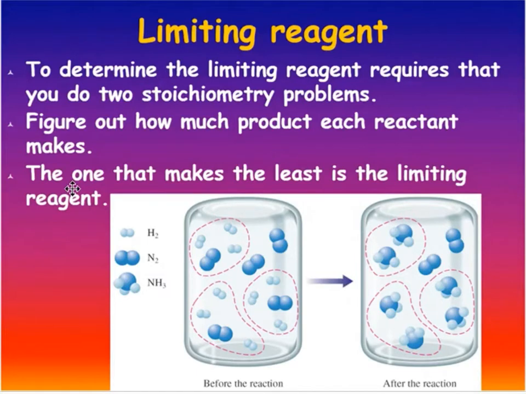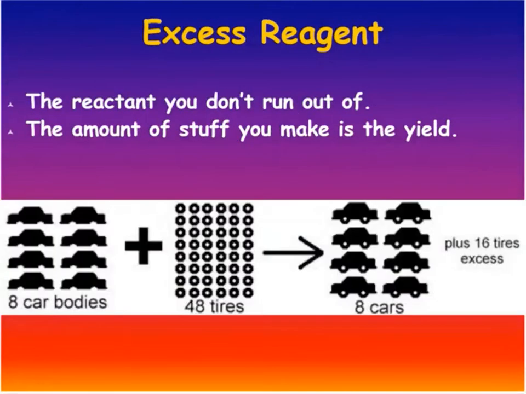In order to determine limiting reactants, or reagents as they're sometimes called, you basically have to do two stoichiometry problems to figure out how much product each reactant would make on its own. And then whatever the smallest answer is, that is the total amount you can make, and whatever led you to that answer is the limiting reactant.